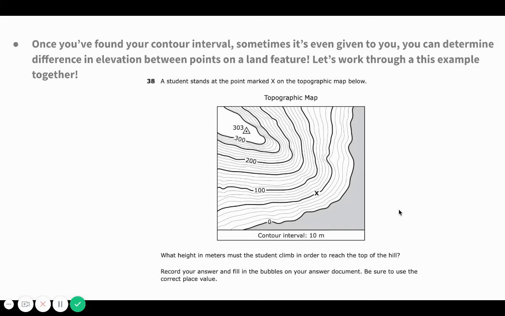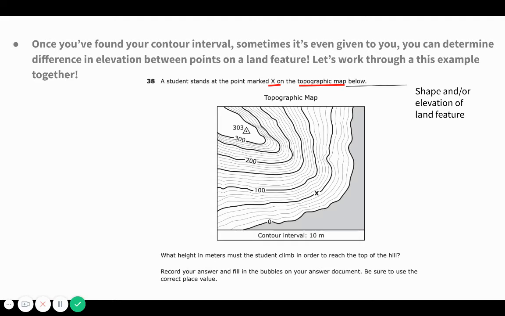Okay, a student stands at the point marked X on the topographic map below. I need to remember where they're standing, so I'm underlining X. I'm also underlining topographic map. And when they're asking me about a topographic map, I know that they're probably going to ask me about a shape and or the elevation of a land feature.